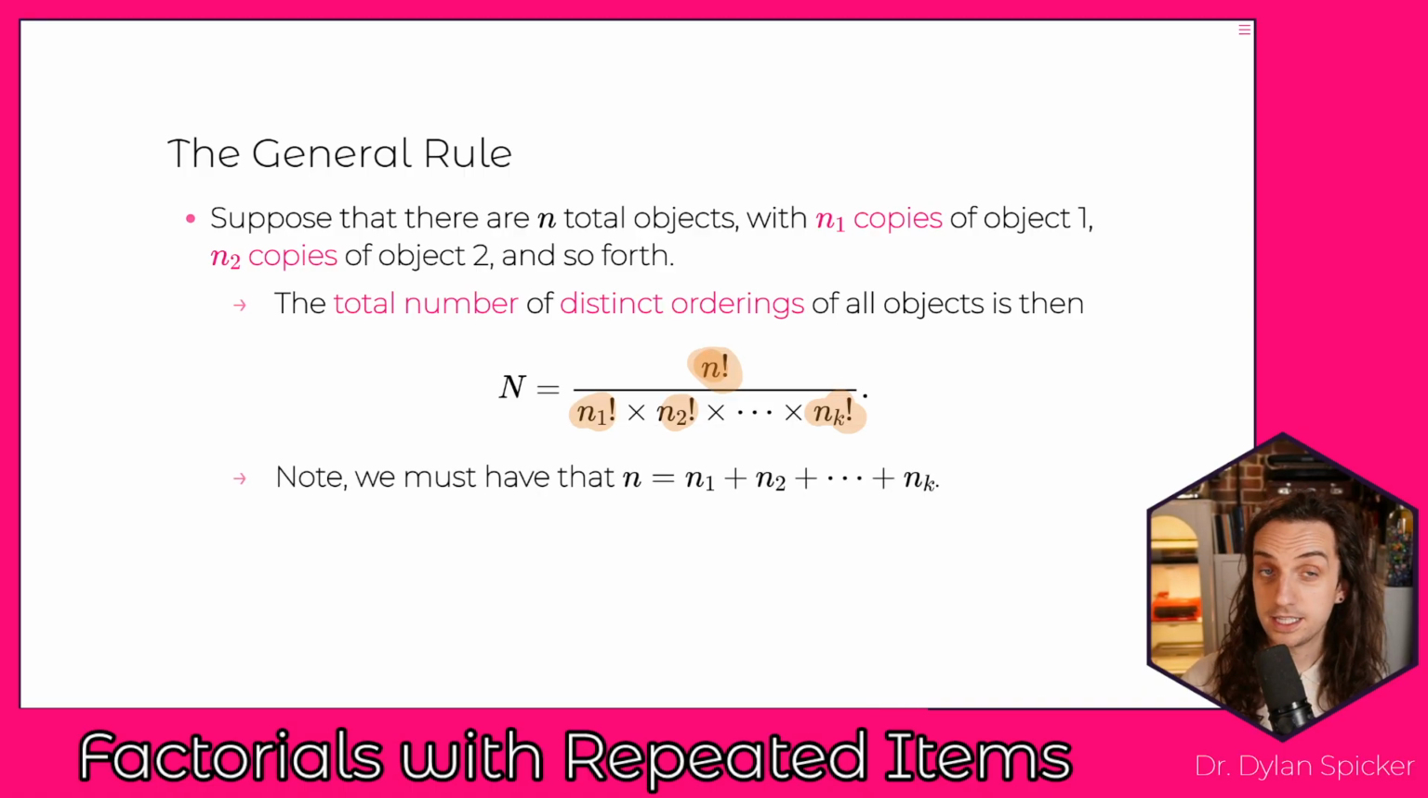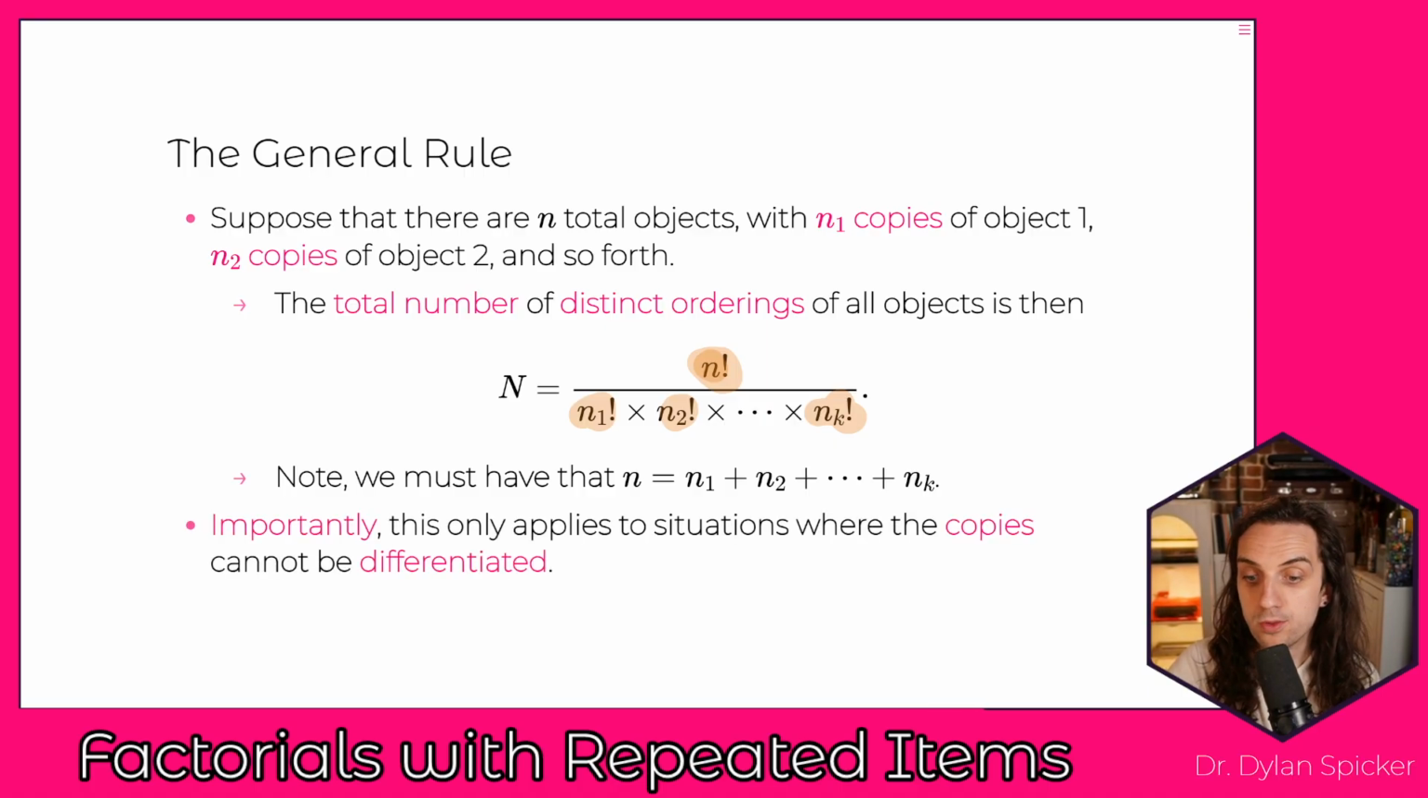Okay. In here, we're going to have that n is equal to the sum of all of the different types, right? In the previous example, we had 5 total objects, 2 of the first type, 3 of the second type. 2 plus 3 gives us our 5. And this is only going to apply to situations where the copies cannot be differentiated. If all of the copies are unique, then n1, n2, n3, and so forth are all just 1, and dividing by 1 factorial a bunch of times does not make any difference.